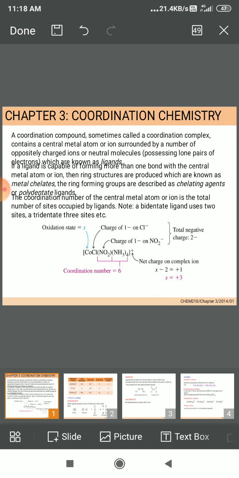Then the coordination number of this complex is 6 because there is a presence of 4 ammonia, 1 NO2 group and 1 chlorine. So the coordination number of this complex is 6.